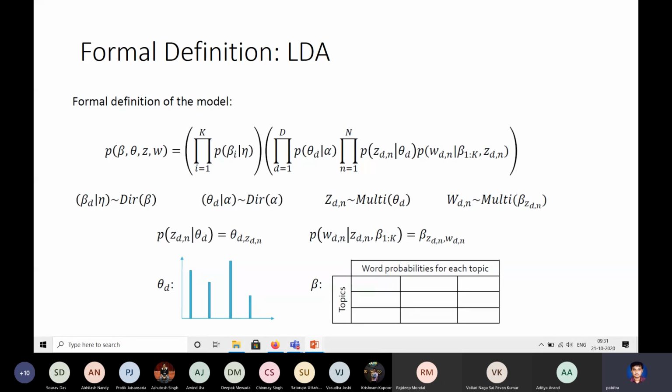Actually, it should be eta and alpha. I wrote this wrongly. It should be eta and alpha. Read this as eta. So alpha is a parameter of the Dirichlet, the exponent terms, and eta is also a parameter.